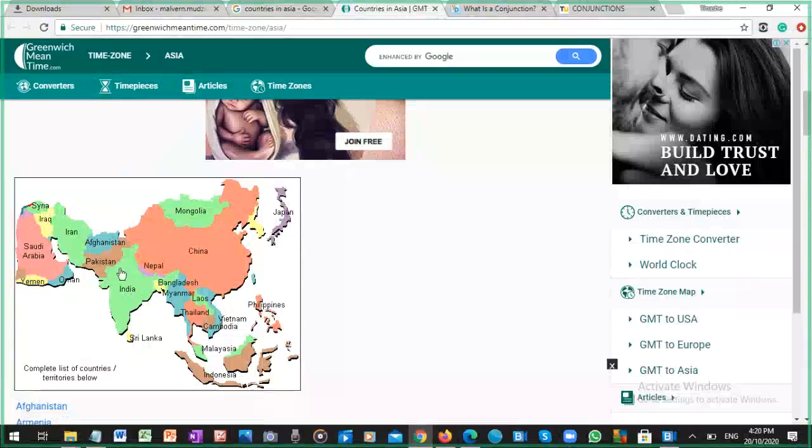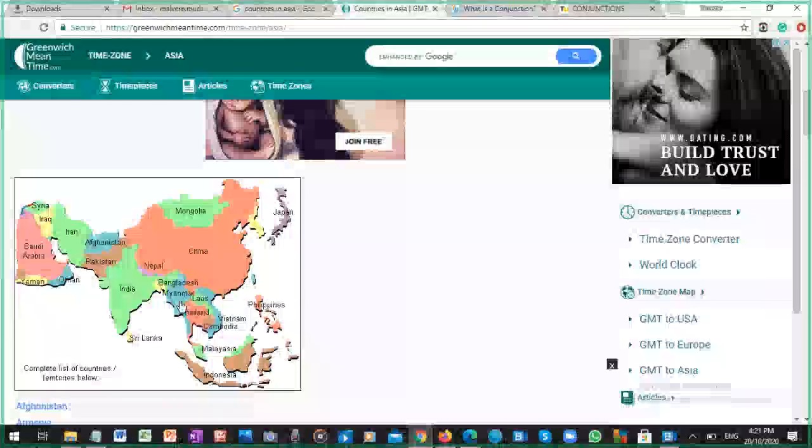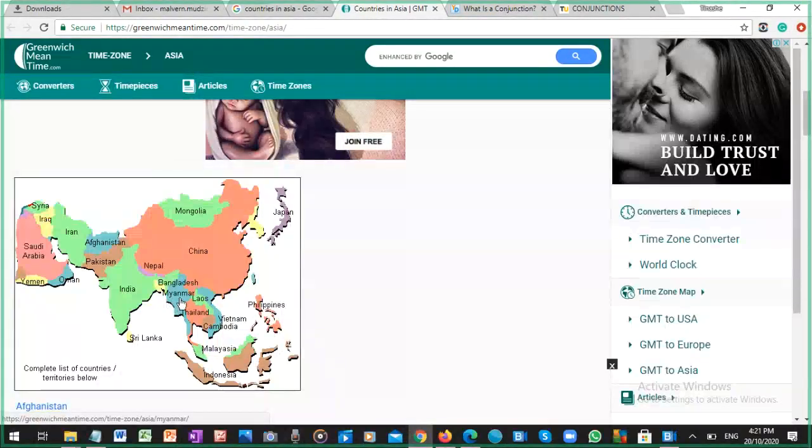Then we have India. And Nepal. Nepal. Then the next one is Bangladesh. Bangladesh. Then Myanmar. Well done. It's Myanmar. Myanmar. Then Laos.